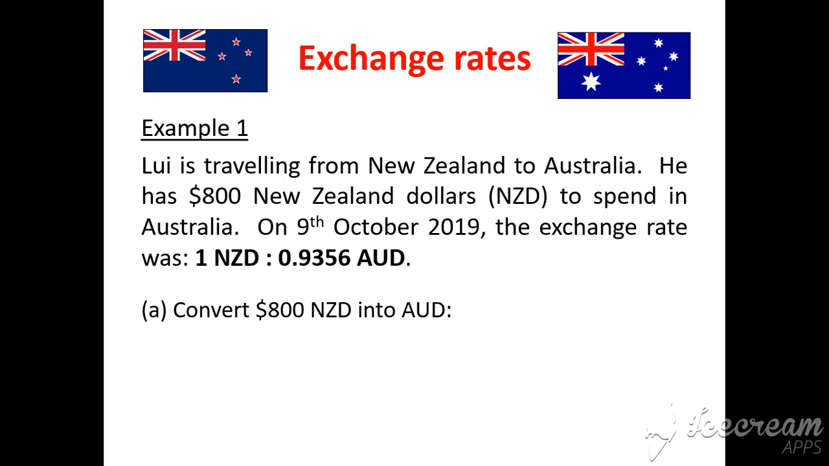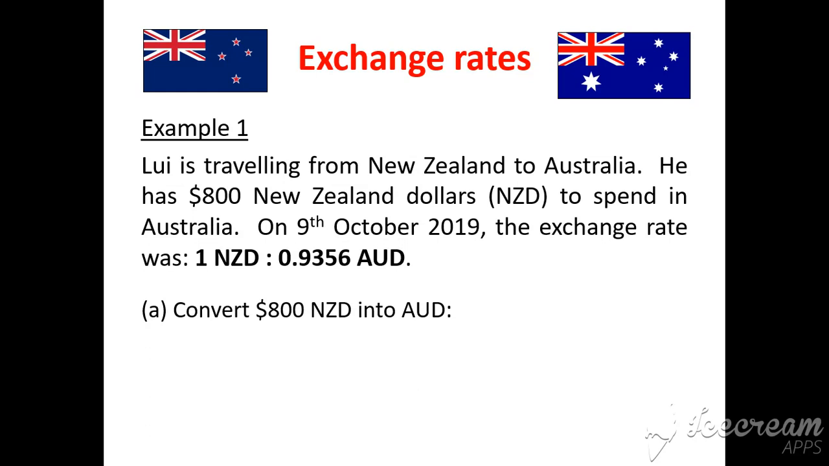Right, straight into example one. So Louis is traveling from New Zealand to Australia. He's got 800 New Zealand dollars, which is abbreviated as NZD, to spend in Australia. When he checks out the exchange rate on the 9th of October 2019, the exchange rate was 1 New Zealand dollar to 0.9356 Australian dollars, which has the abbreviated symbol AUD. So think of it like 1 New Zealand dollar is equivalent to 93 cents in Australia.